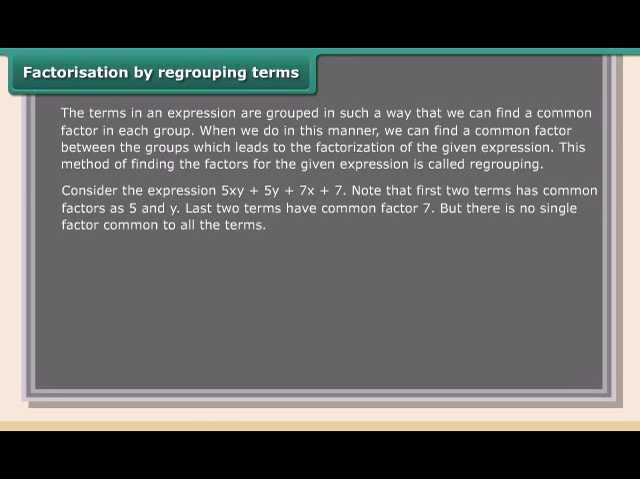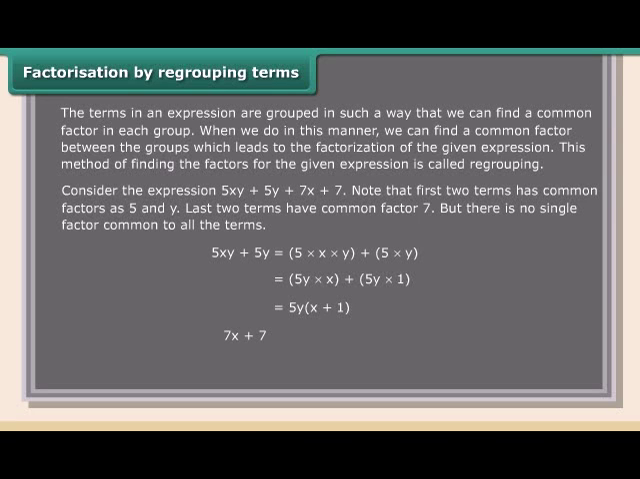Consider the expression 5xy plus 5y plus 7x plus 7. Note that the first two terms have common factors 5 and y. The last two terms have common factor 7. But there is no single factor common to all the terms. 5xy plus 5y is equal to 5 into x into y plus 5 into y, which is equal to 5y into x plus 5y into 1, which is equal to 5y into x plus 1.